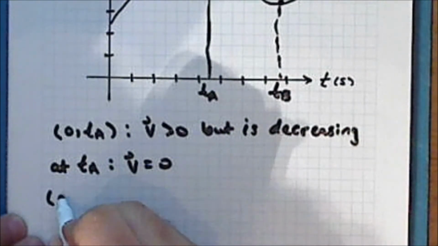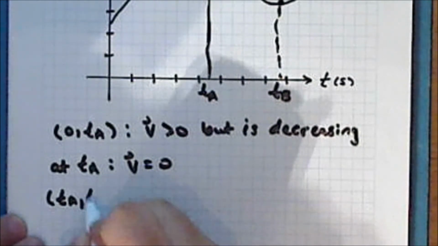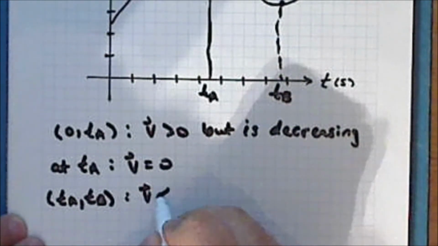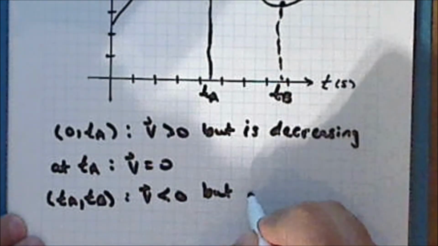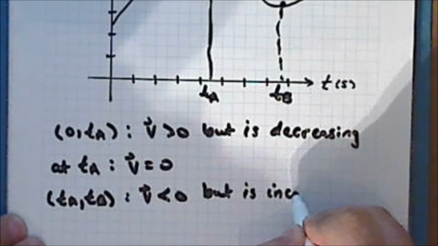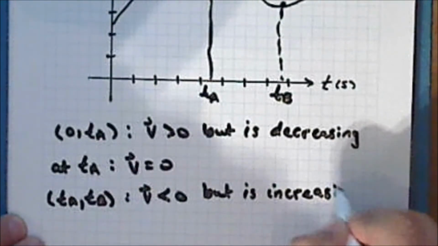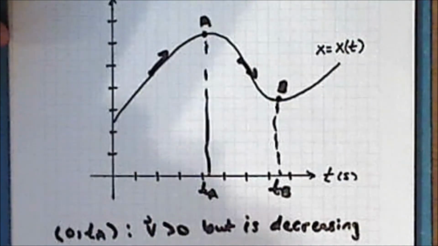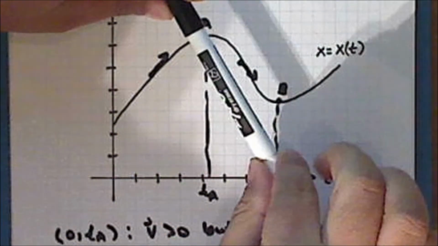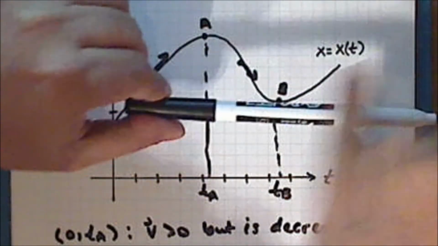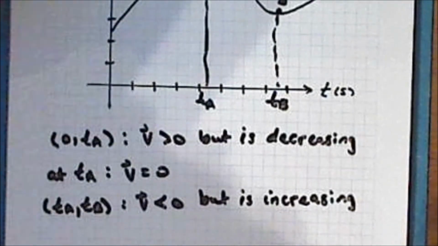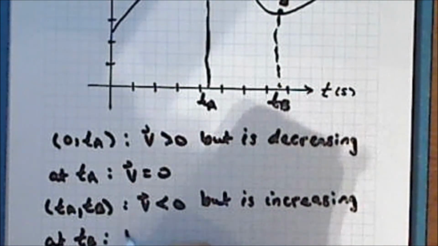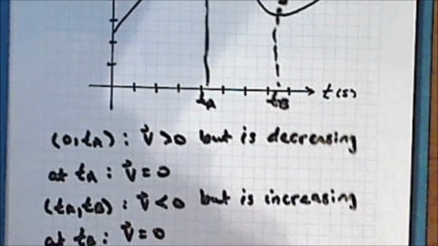During the time interval from t sub A to t sub B, the velocity is negative but is increasing. And we know that the velocity is increasing since we go from a negative slope to a zero slope. And at the time t sub B, the velocity is once again 0.